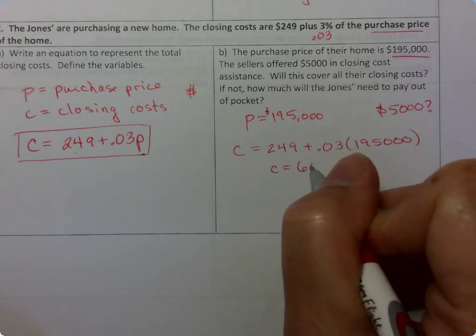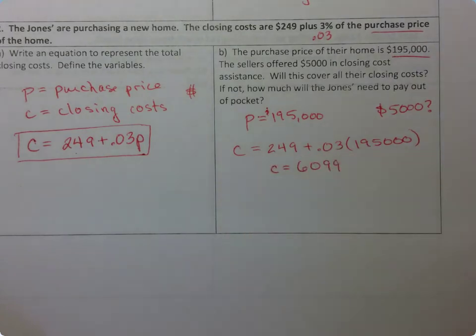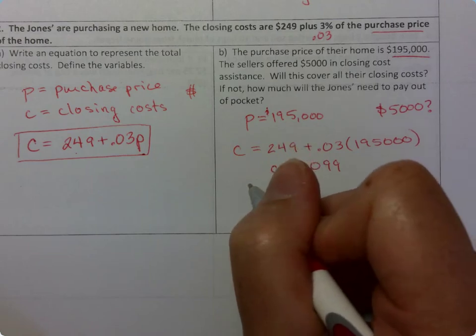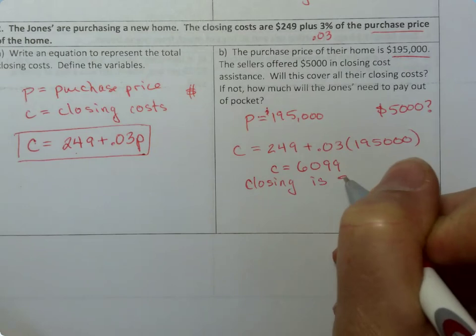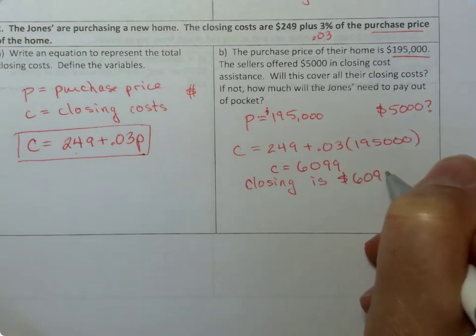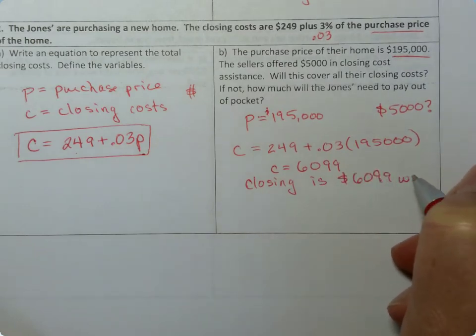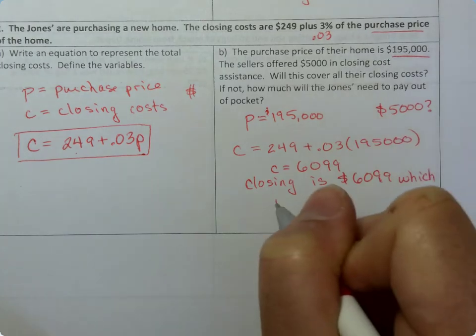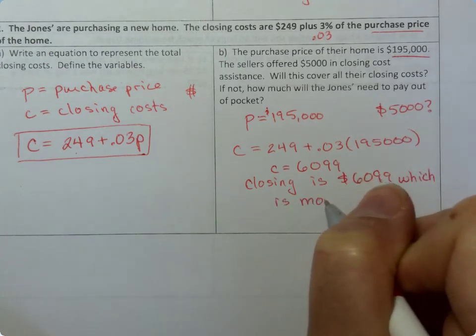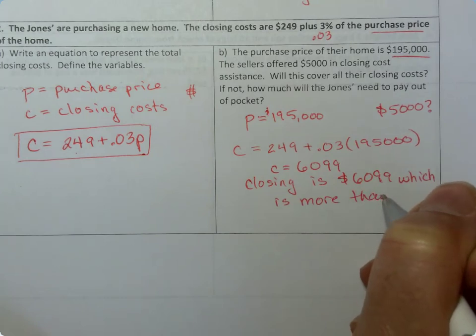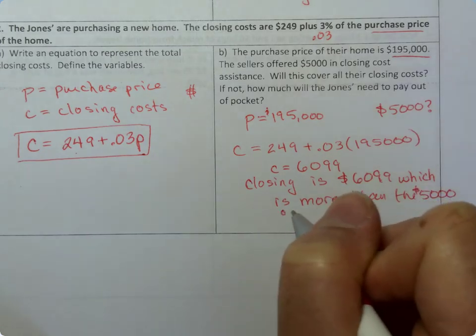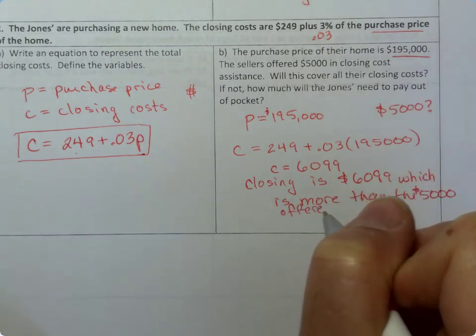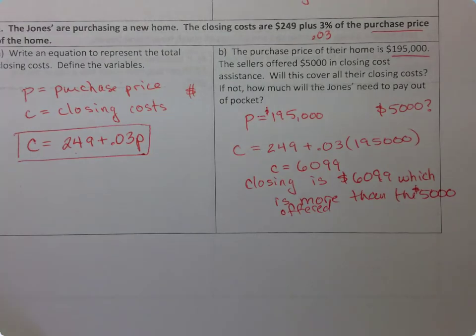I'm getting $6,099. That means closing cost is $6,099, which is more than the $5,000 offered, right? So what's that mean? How much will the Jones need to pay out of pocket?